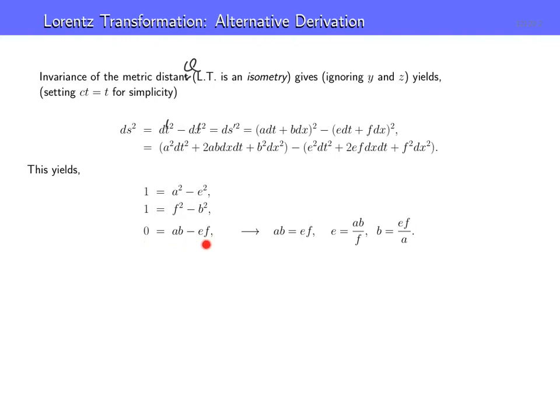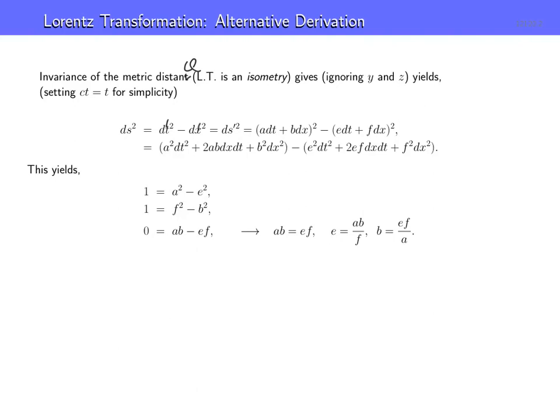We can play with this. It just says that ab is equal to ef. Or what we'll need in a moment, we could just write as e is equal to ab over f, and b is equal to ef over a. So we'll write that out. So what we can do is take these forms here and insert them into the above, taking those two. So we'll do it for both terms.